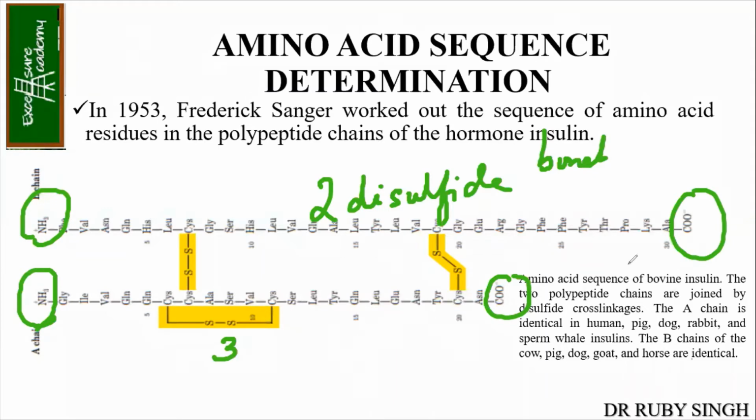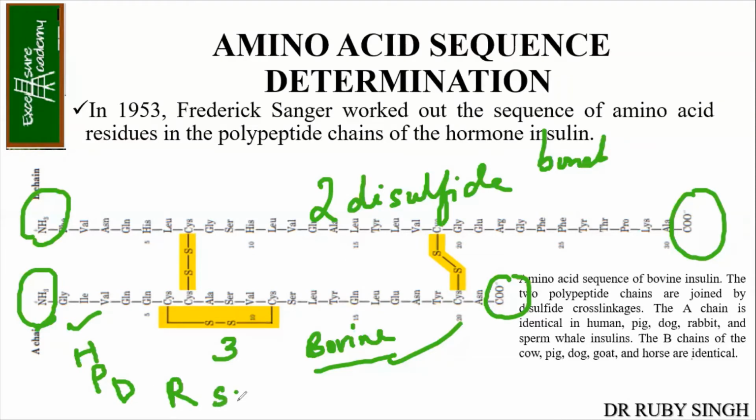Now, this is the example of bovine insulin. What do you mean by bovine insulin? Bovine is for cattle. Very good. So it is joined by disulfide linkages. Now the A chain is identical in human, pig, dog, rabbit, and the sperm whale, whereas the B chain is identical in cow, pig, dog, goat, and horse.